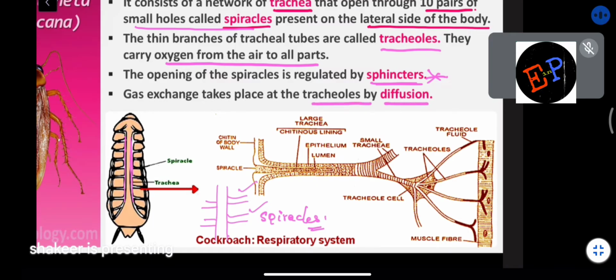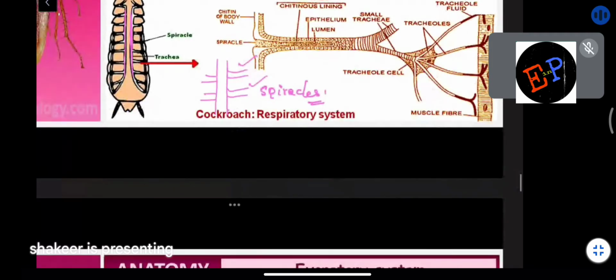Everywhere gaseous exchange takes place by diffusion only. Even in the human body, gaseous exchange takes place through diffusion only. Understood now? So, having understood the structure, what is happening here?